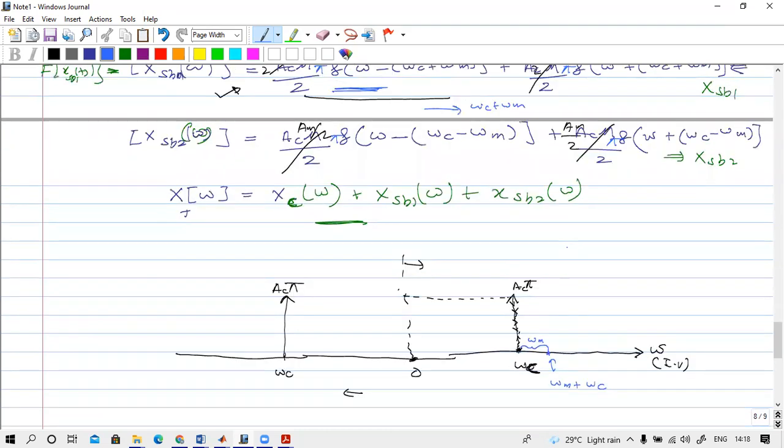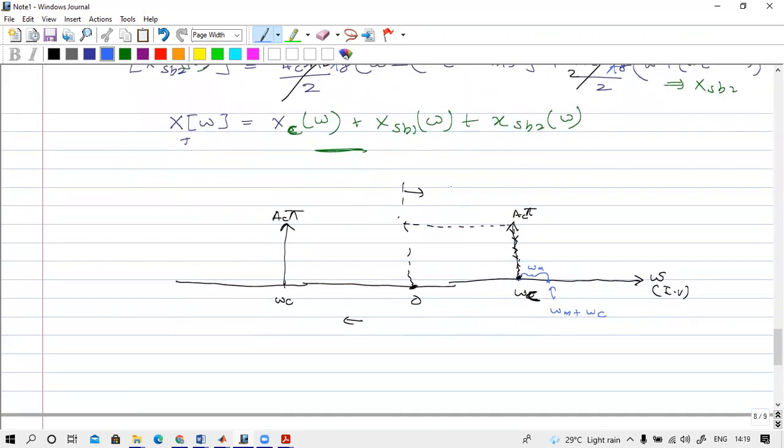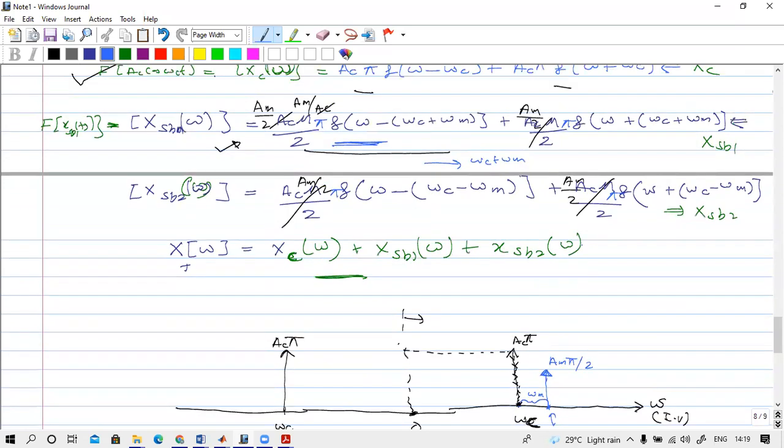So what is the area? It is A_M pi by 2. You can see this area is less than the carrier area, so I draw this impulse a little smaller. So A_M pi by 2, that is this part.